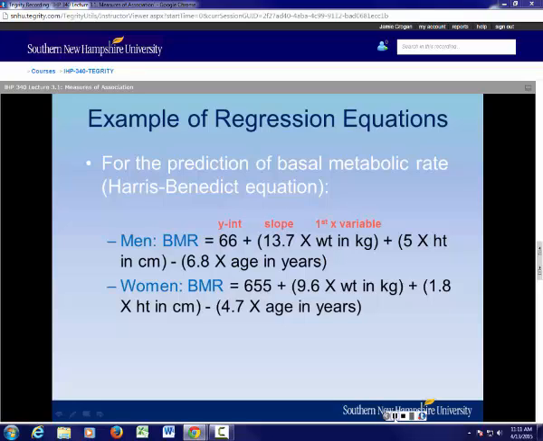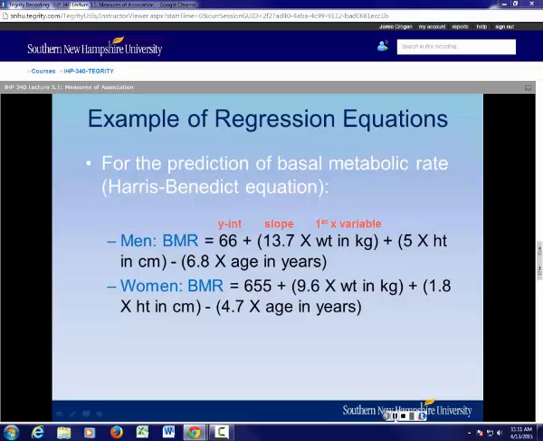The other thing that's not on here is the correlation, the R. How well do age, weight, and height relate to basal metabolic rate? And you have to have a strong relationship for weight, height, and age to replace a direct measurement of basal metabolic rate. So basal metabolic rate is actually really tough to measure.